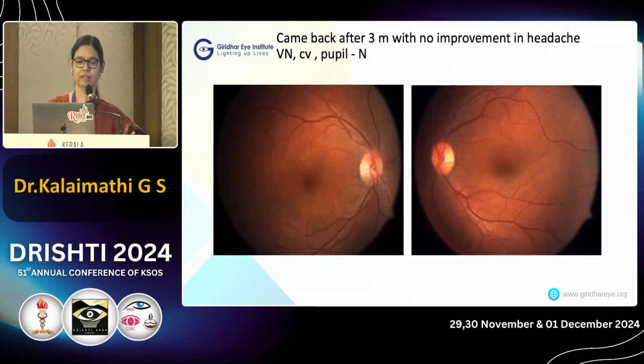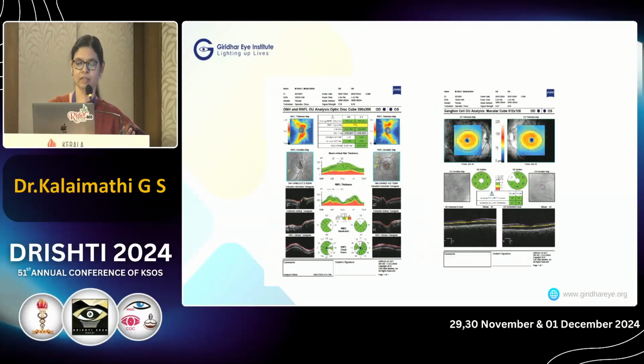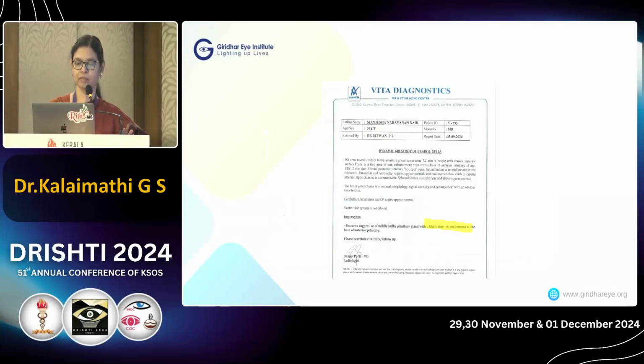She came back after 3 months with no improvement in headache. Again, vision, color vision and pupil were checked. It was found to be normal. So we did a field testing in which the right eye had generalized reduction in sensitivity. So we were not happy with the field testing. We ordered an MRI. It came out as microadenoma of the anterior pituitary.